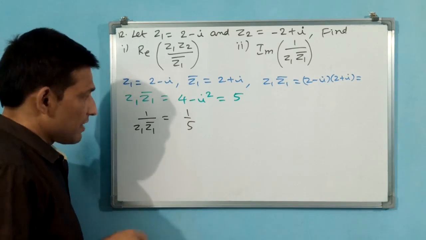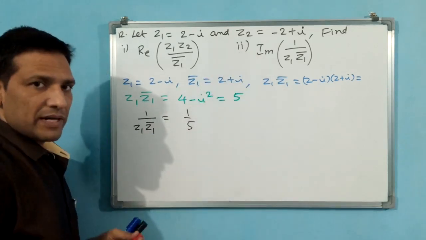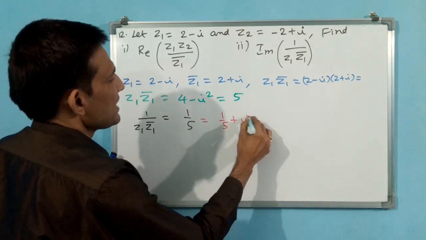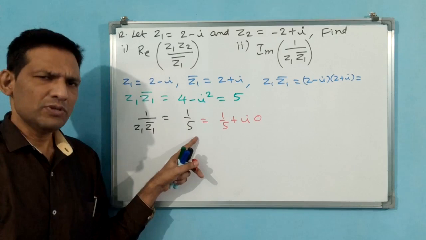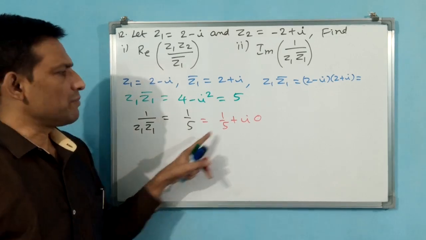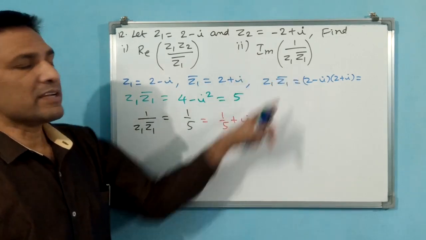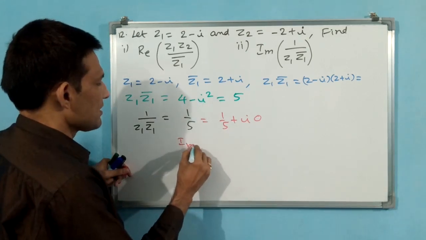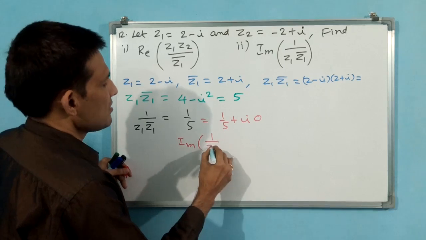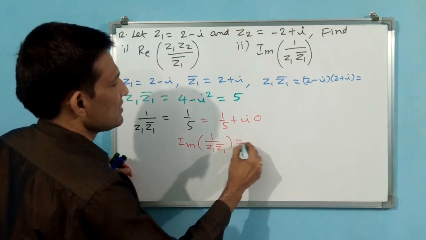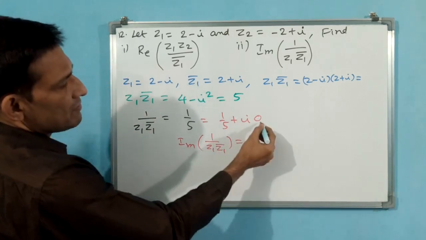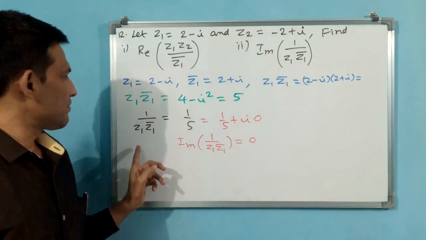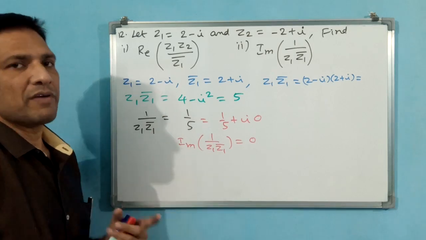Okay. Now 1 by 5 is there, but he is asking for the imaginary part. Then how can you write this one? That is equal to 1 by 5 plus i0. This is only the real part. No imaginary part is there. Then if he asks for the imaginary part, how do we write? 0 you have to write down. Imaginary part of 1 by Z1 bar is equal to 0. Why? Because this would be the imaginary part, i0. It doesn't have any imaginary part. 1 by 5 only is going to come. 1 by 5 is the real part.